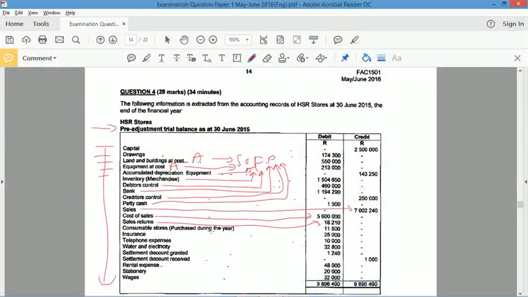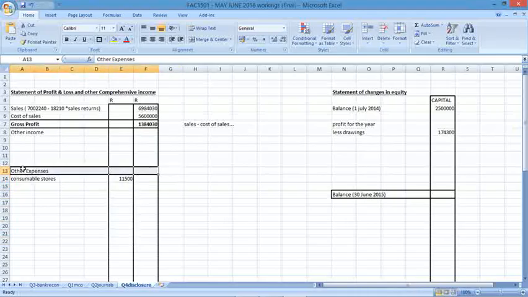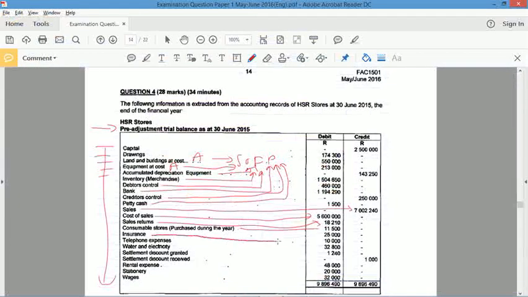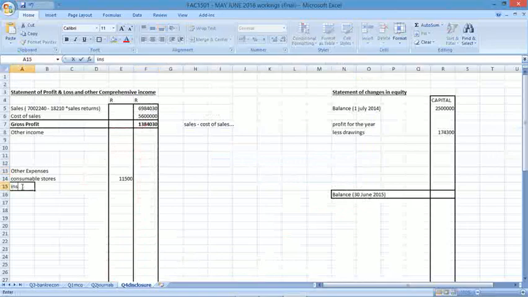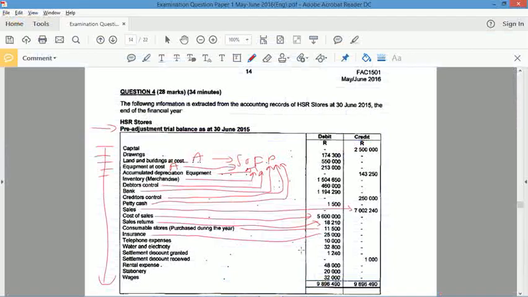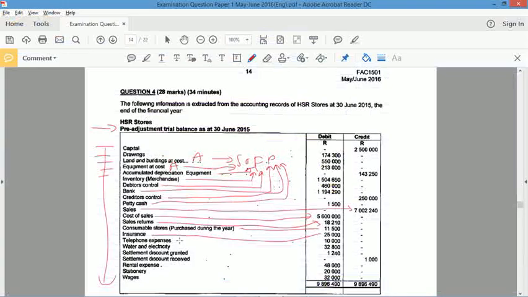Consumable stores purchased during the year. Consumable stores would be seen as an expense, 11,500. I'm writing it in that column because I'll put a total here for the other expenses. Insurance is an expense, 25,000. Telephone expenses is an expense, 10,000. What's the next one? Water and electricity is an expense, 32,800.